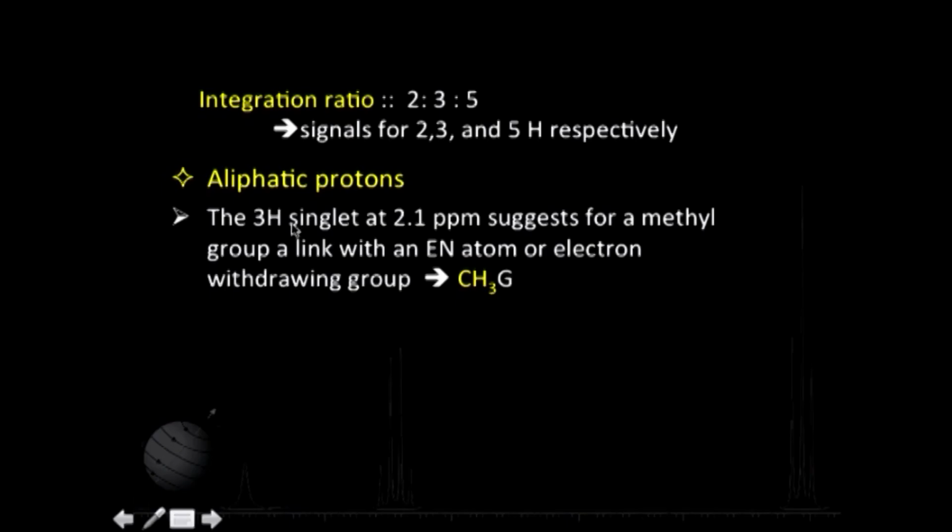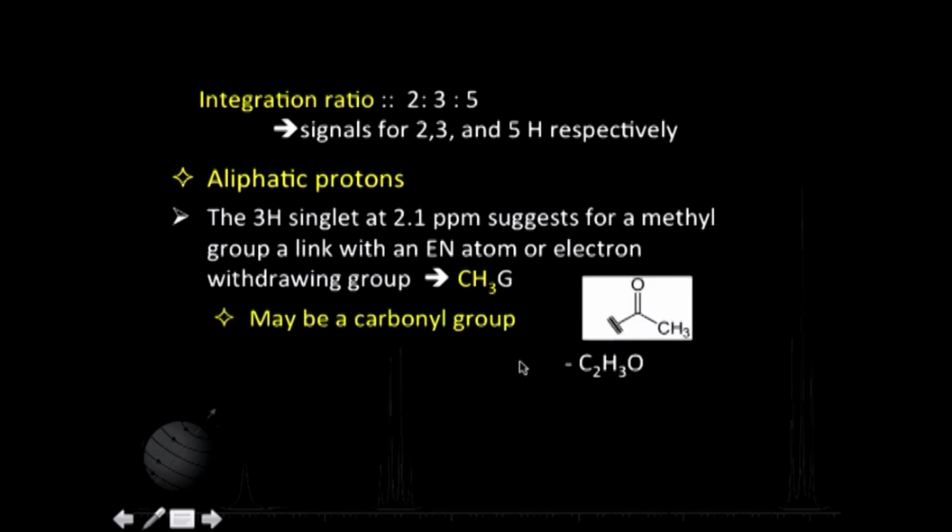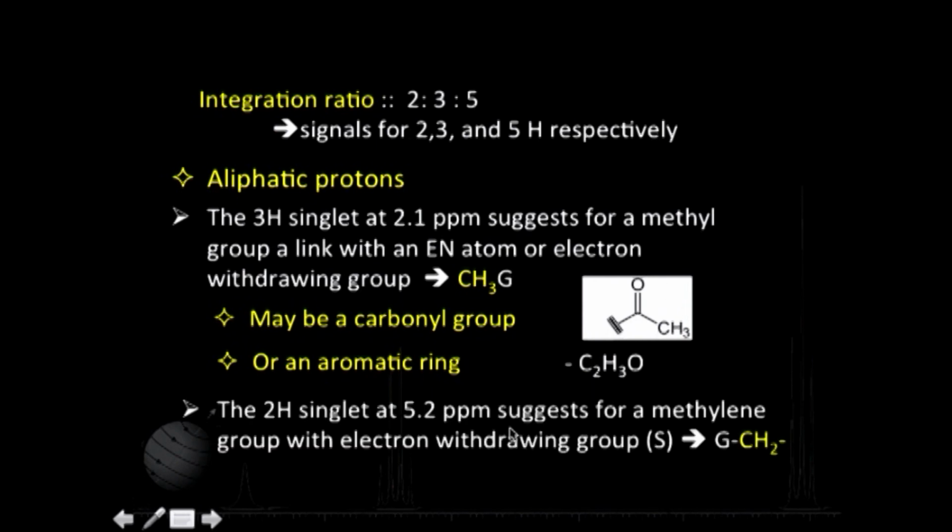So, we got a 3 proton singlet at 2.1 ppm, which indicates that we have a methyl group which is linked with an electronegative atom or some kind of electron withdrawing group. That is what we interpret from this signal, and this could possibly be a carbonyl group or an aromatic ring. So, there are 2 possibilities which can make this signal go downfield like that, as we have observed. And if it happens to be a carbonyl group, probably our fragment now is C2H3O. Okay. Let us go to the next signal.